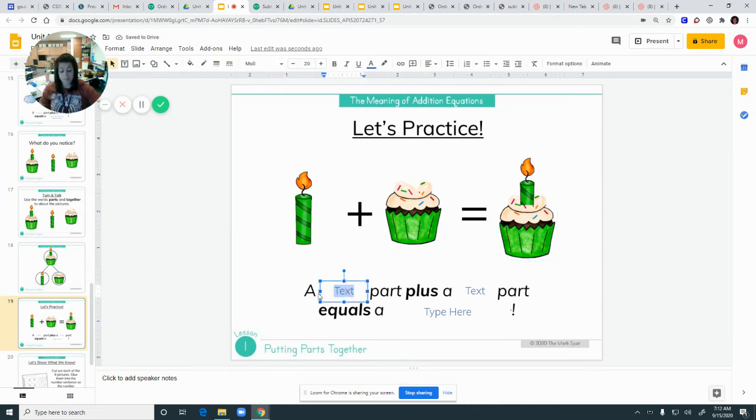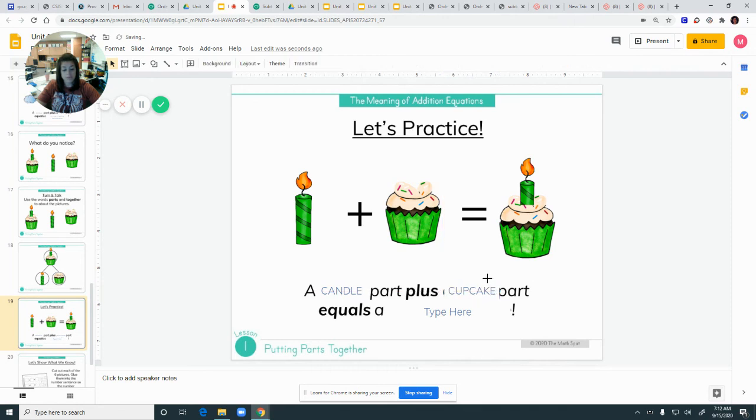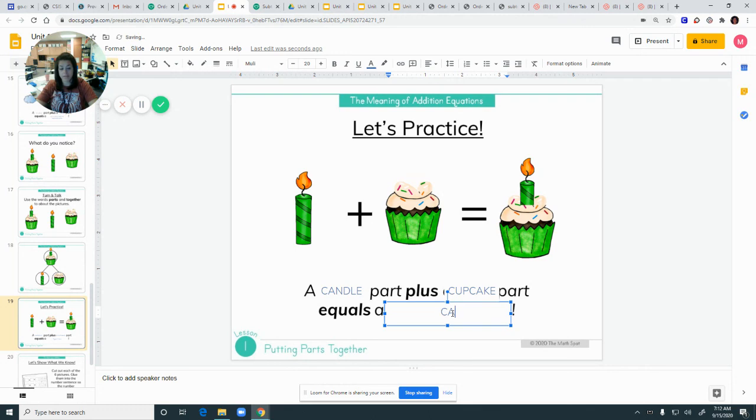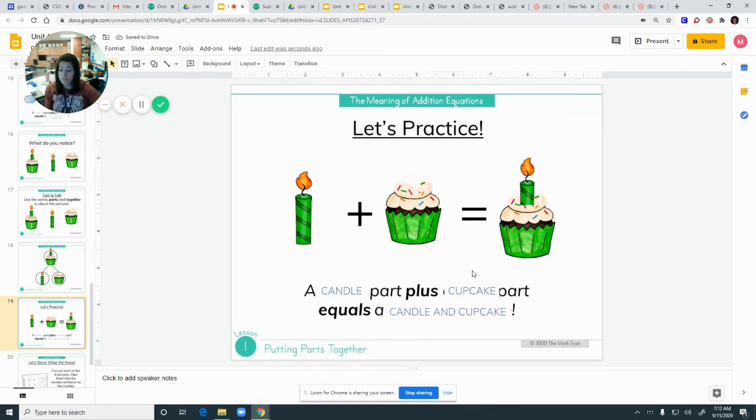Let's put it into a sentence. A candle part plus a cupcake part equals a candle and cupcake. So that's what I used to build on or to create my candle and cupcake. Remember that addition symbol is putting numbers together.